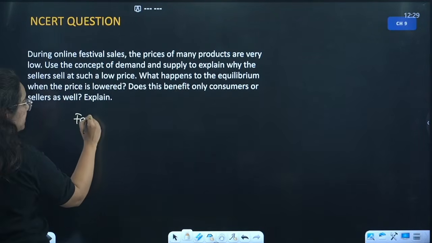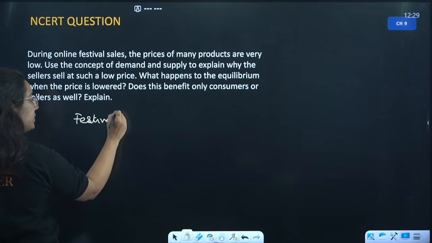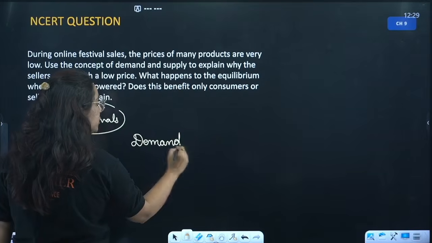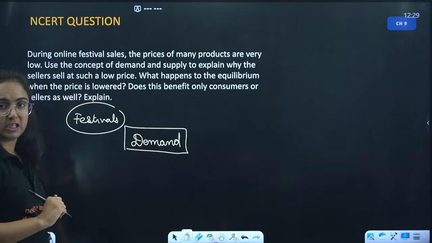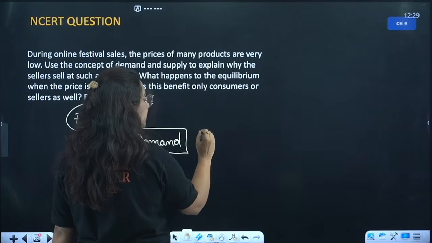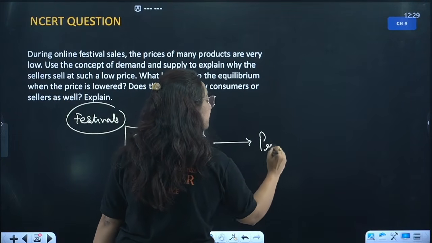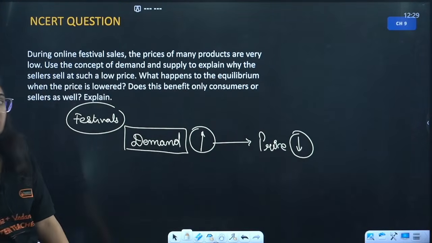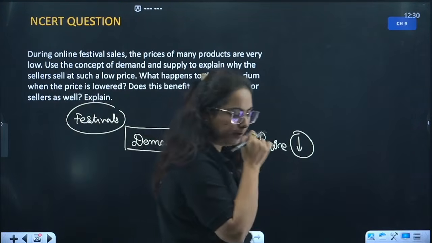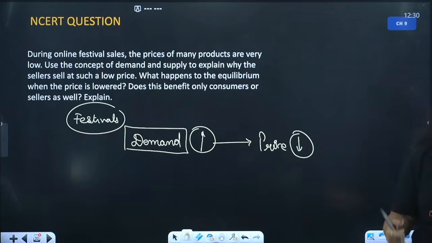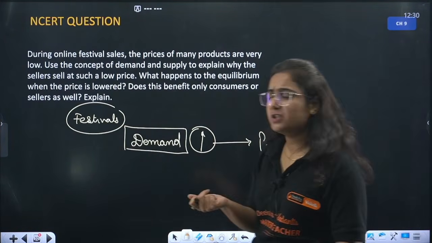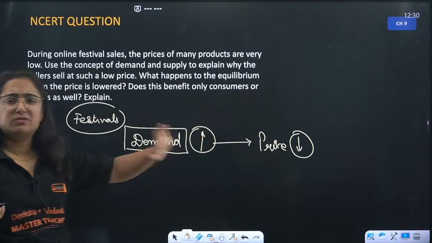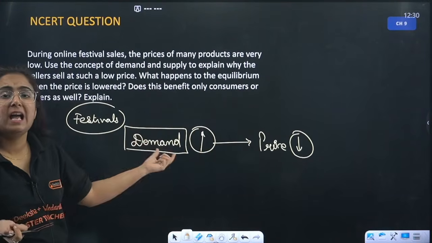During the festival times, we are aware that the demand for products is very high. So according to the law of demand, whenever the demand is high, the price will be reduced. This is the law, right? We have seen that during festivals there is a high demand for ethnic clothes, and high demand for all the necessities that we need at festival time, and hence in the market things are available at a cheaper cost because they are in high demand.